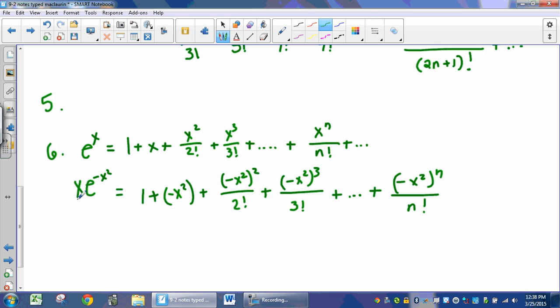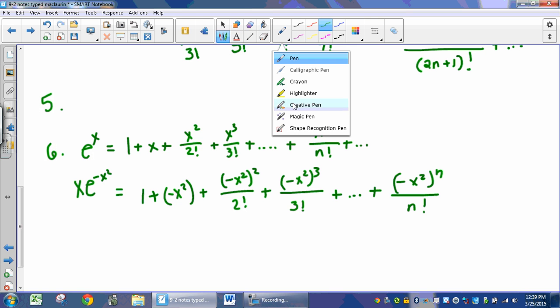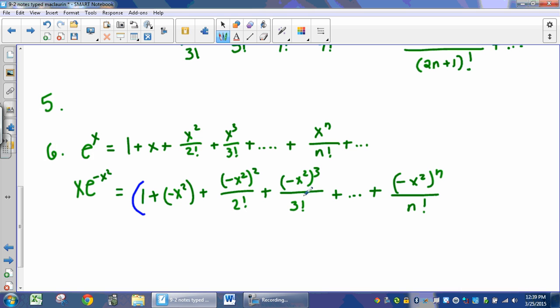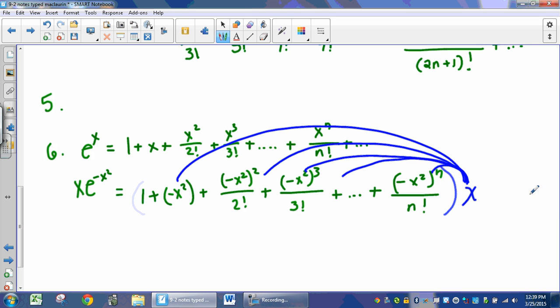But Mrs. Faber, what about the x? Well, what about the x? I have to multiply the left-hand side by x, which means I need to multiply the right-hand side by x. So don't write this. What I really have to do is multiply all this stuff by x, which means I distribute, because multiplication distributes over addition.